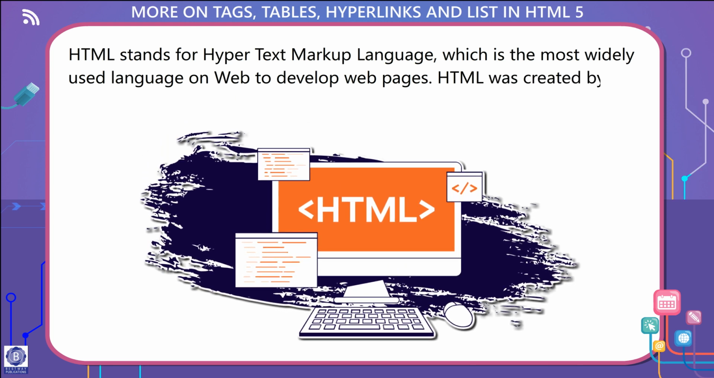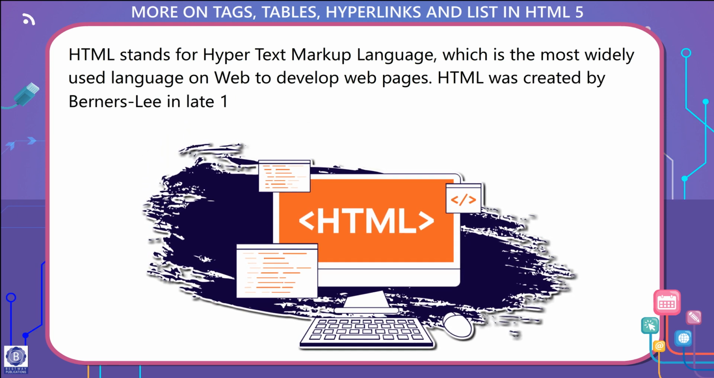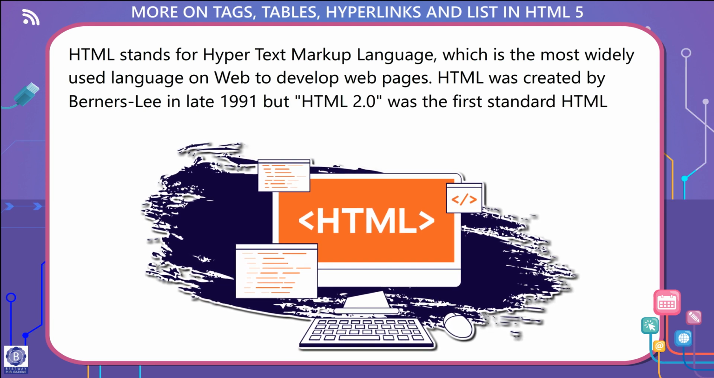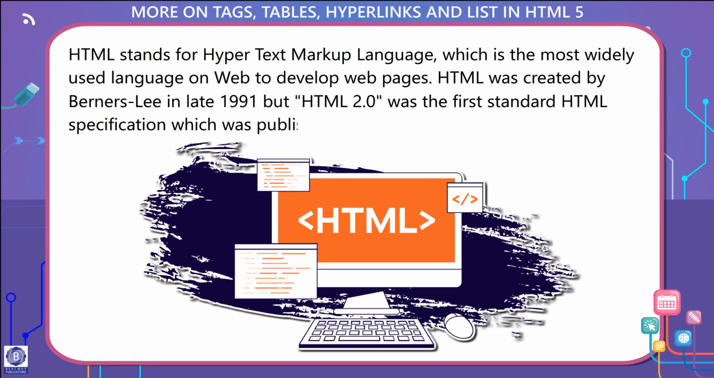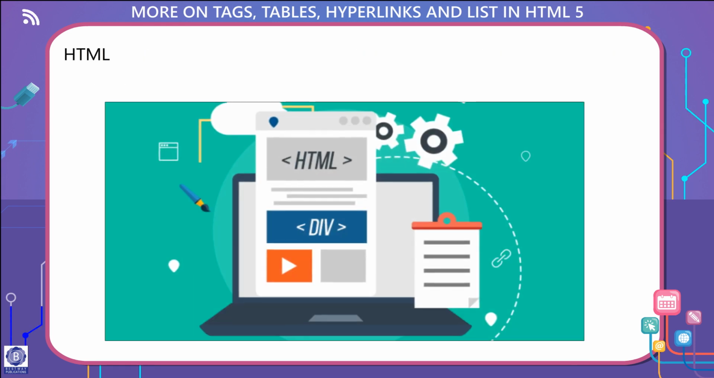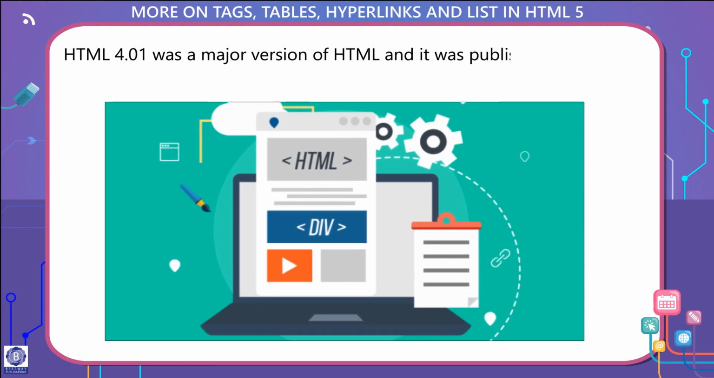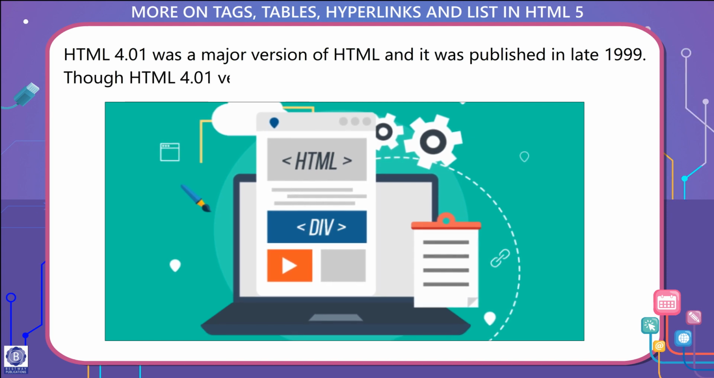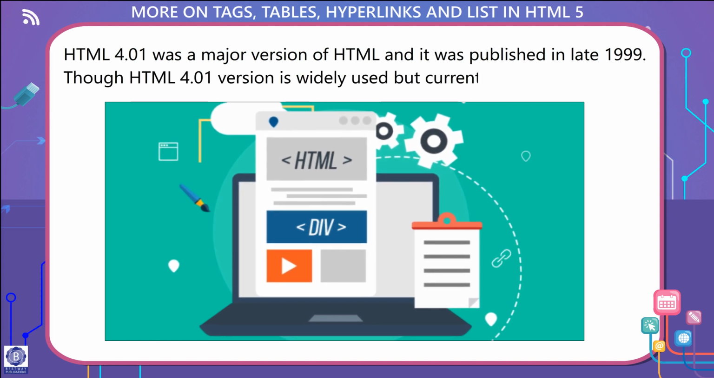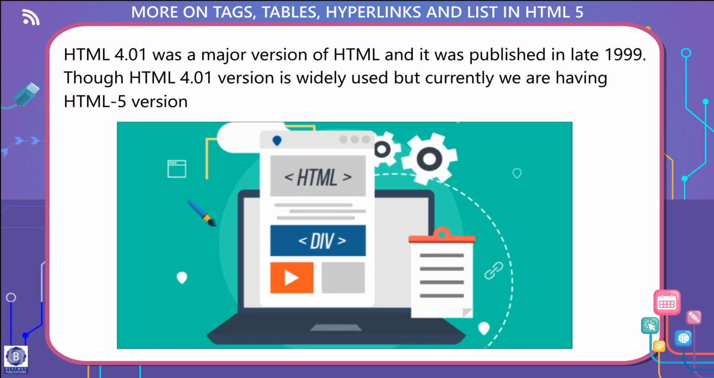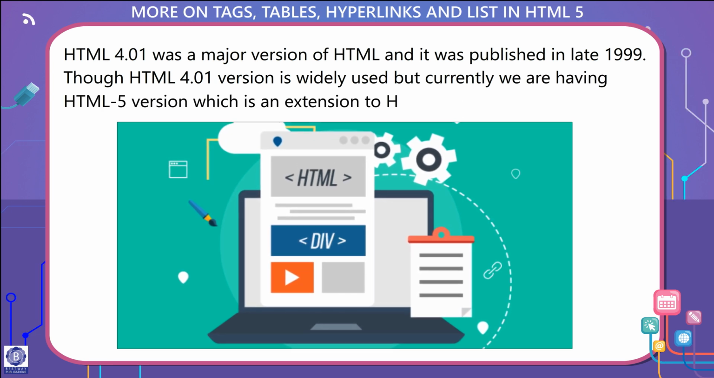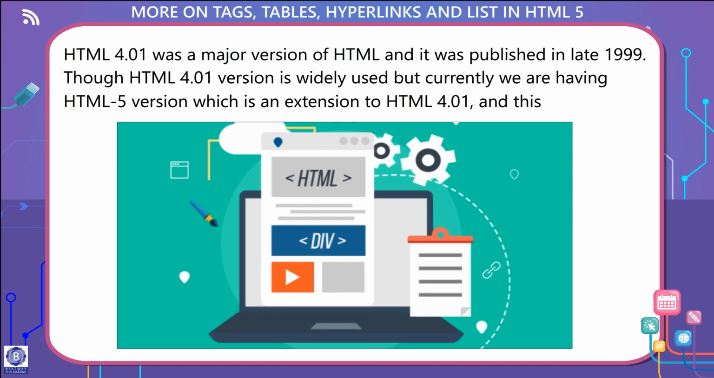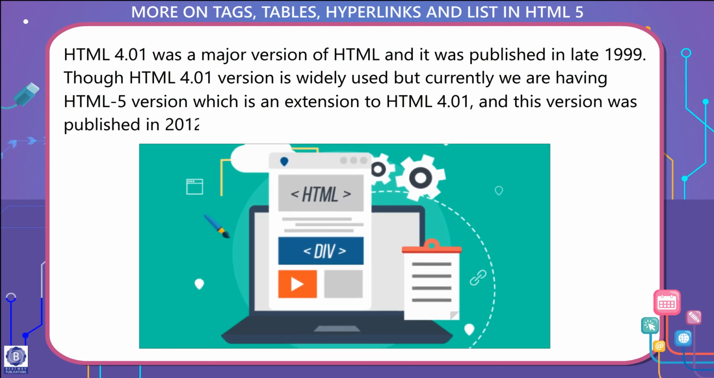HTML was created by Berners-Lee in late 1991. HTML 2.0 was the first standard HTML specification, which was published in 1995. HTML 4.01 was a major version of HTML and it was published in late 1999. Though the HTML 4.01 version is widely used, currently we have the HTML5 version, which is an extension to HTML 4.01, and this version was published in 2012.